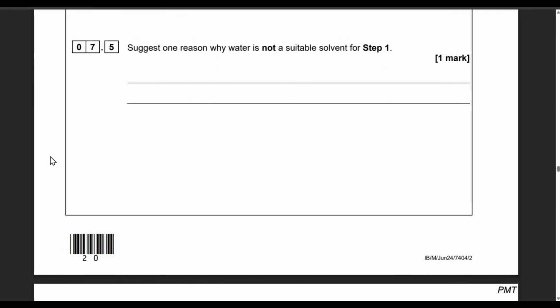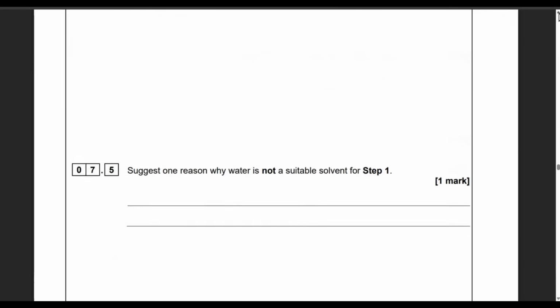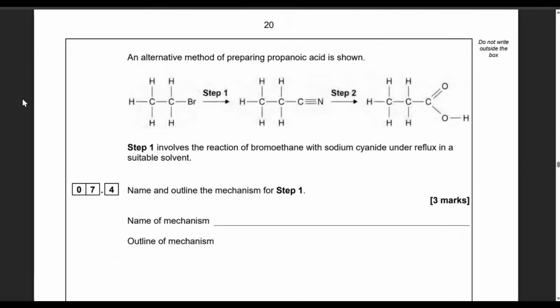That's going to pick you up all the marks for the mechanism. 7.5 suggests one reason why water is not a suitable solvent for step 1. So what we want to look at here is, why is water not a suitable solvent? Okay, think about water. What kind of ions do we find in water? Well, water is made of hydroxide ions and hydrogen ions, so OH minus. What's going to happen if your OH minus from the water, which also has a lone pair and a negative charge, attacks that delta positive carbon in the carbon-bromine bond?